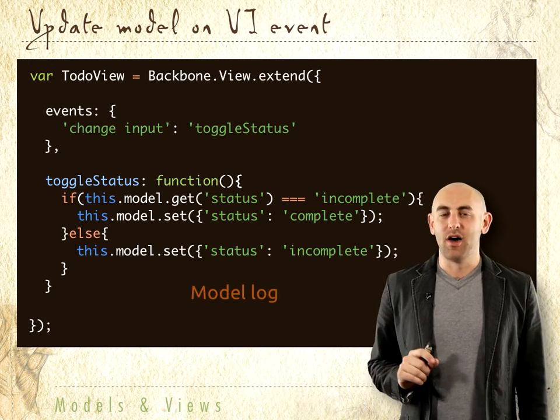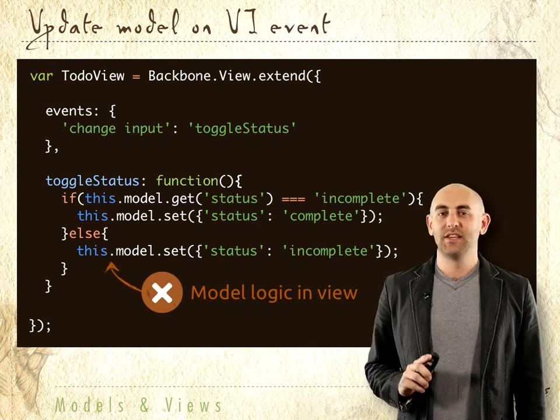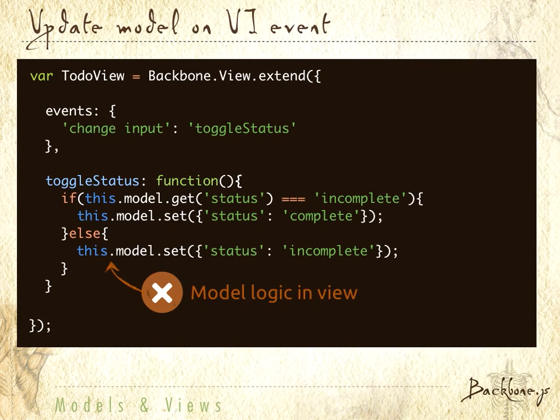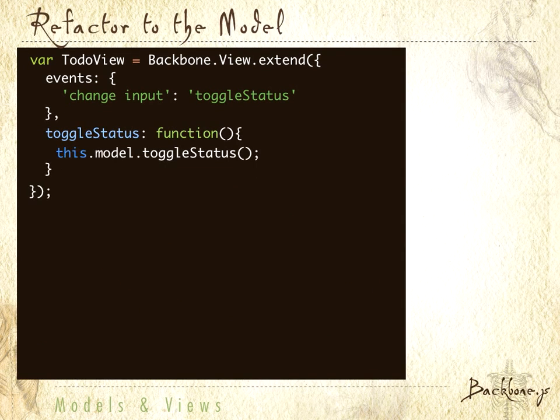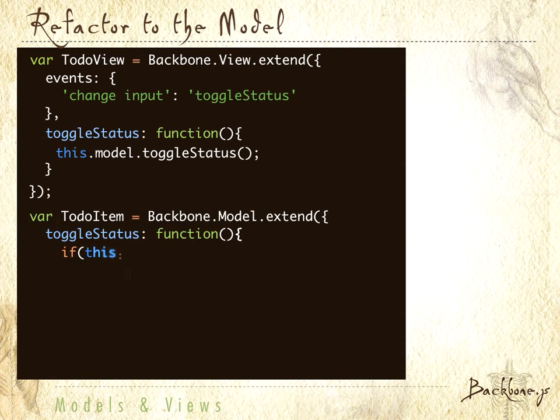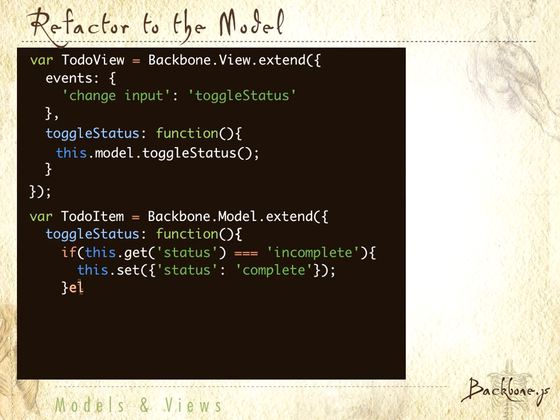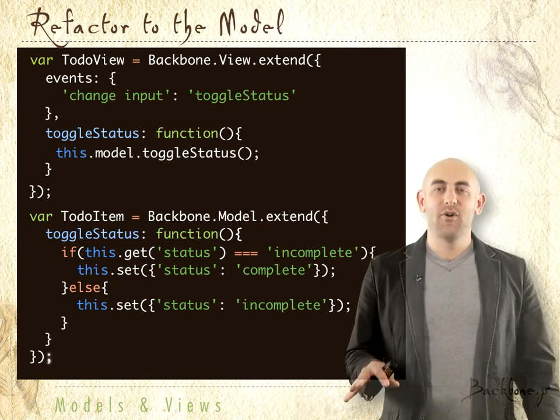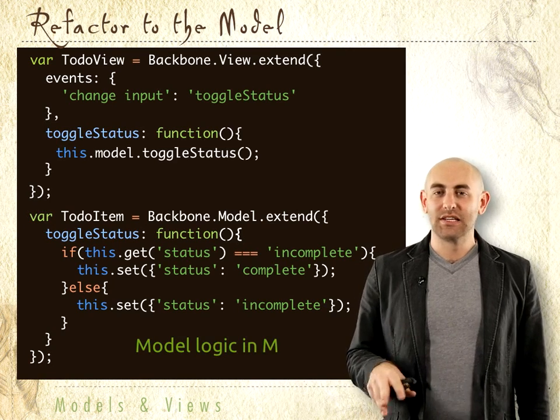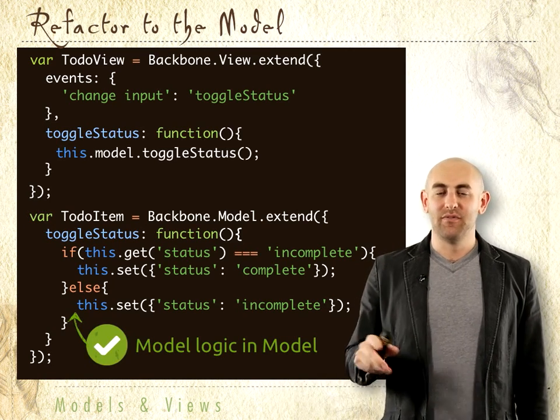We have a lot of model logic in our view, but we can fix that pretty easily by a simple refactor. We'll update our view's toggle status function to call a model function of the same name. So we need to go back into our to-do item model and define this toggle status function. As you can see, it's doing the exact same thing as it was in the view, although now we don't have to call this.model, we can just call this.get and this.set. And now our code is better because our model logic stays in the model and out of the view.